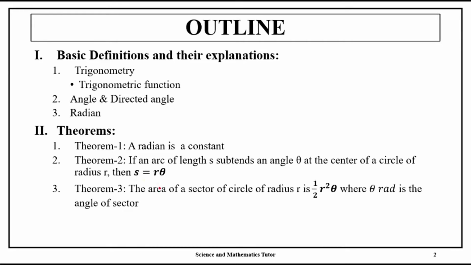And the third theorem would be that the area of a sector of a circle of radius r is half times r square theta, where theta in radians is the angle of the sector. The third theorem gives us the formula for the area of a sector of a circle, which is half r square theta.